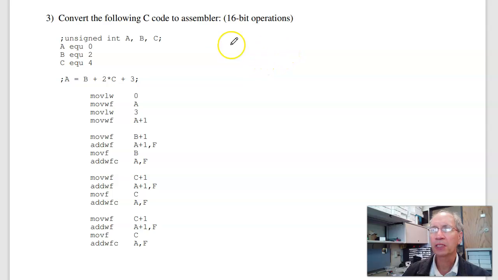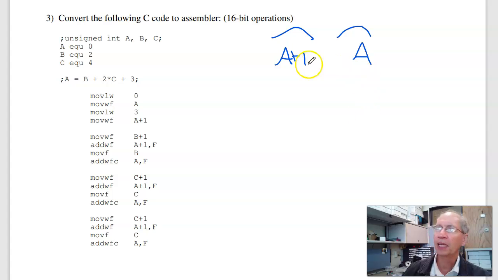Problem 3 is the same problem, but now using 16 bits. And that gets kind of harder because if I have A and A plus 1, I've got 16 bits, so this is the high 8 bits, here's the low 8 bits. When I add two numbers together, I have to add the low byte, then add with carry the high byte. So to start out, move the number 3 to A, so 3 becomes 0, 3. I'm going to do A is the high byte, A plus 1 is the low byte. Move 0 to A, move 3 to A plus 1.